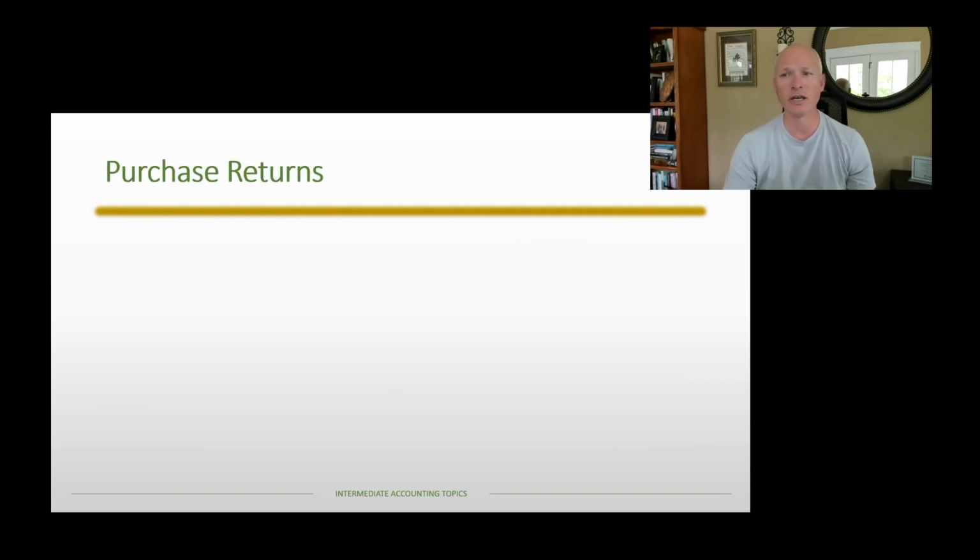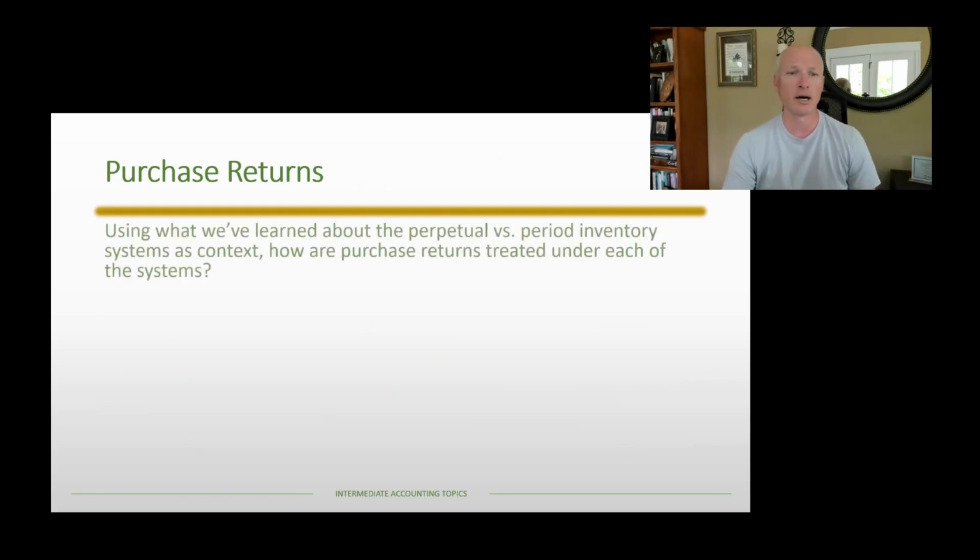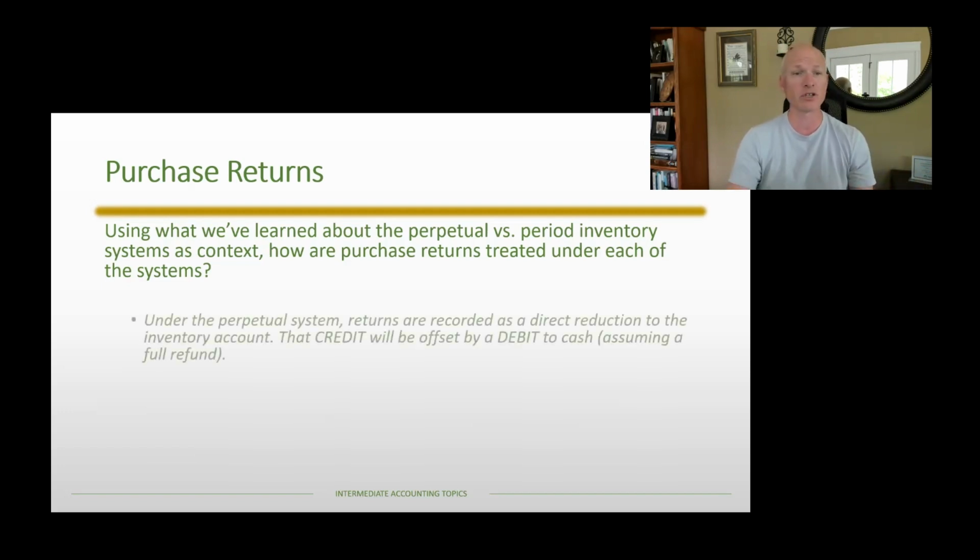Purchase returns, again, a situation where you bought something and then you decide to return it. If we had a purchase return, how do you think we would handle this? Let's think theoretically, and if you want to pause here and think about it, you can, but think about the way we've been treating inventory under the two systems. With the perpetual inventory system, if there's a return, you're just going to take it right off our inventory account. So you're going to credit inventory and you're going to debit cash, assuming you get some sort of refund. So that's pretty straightforward.